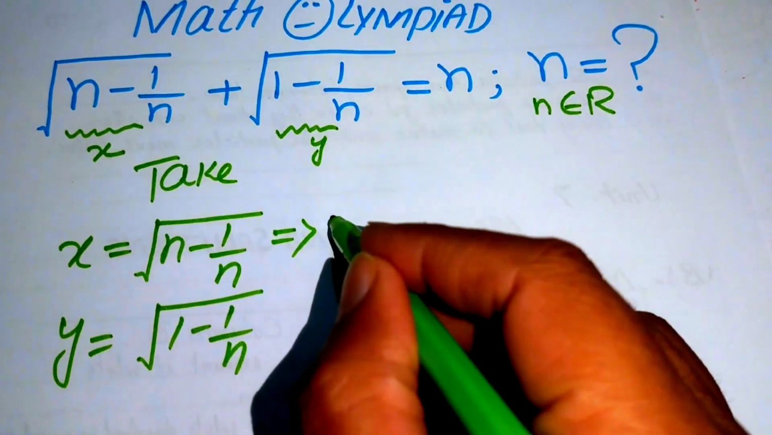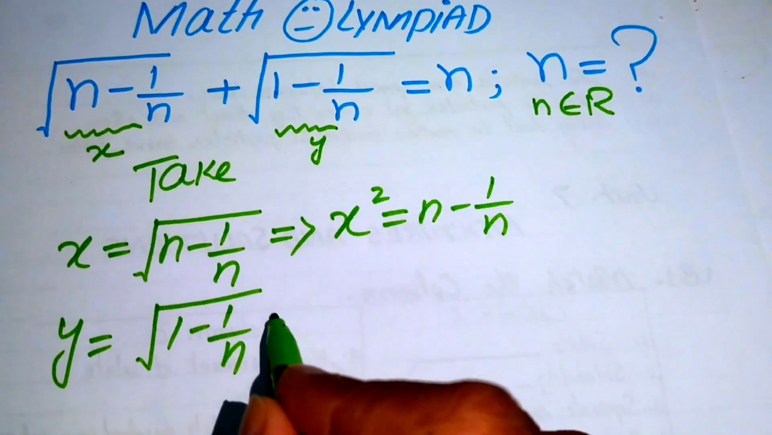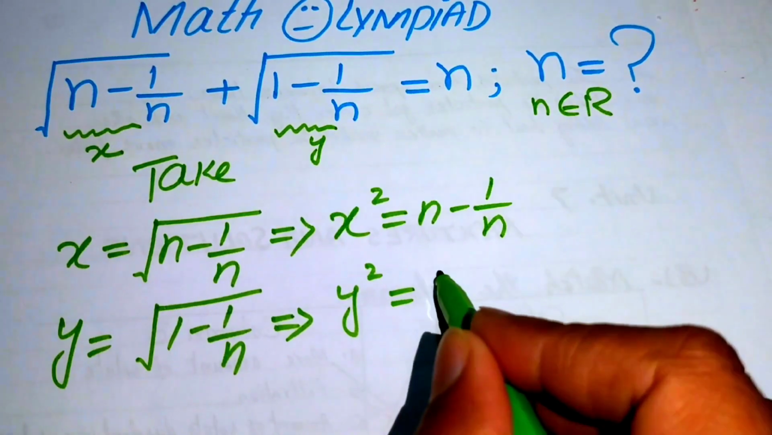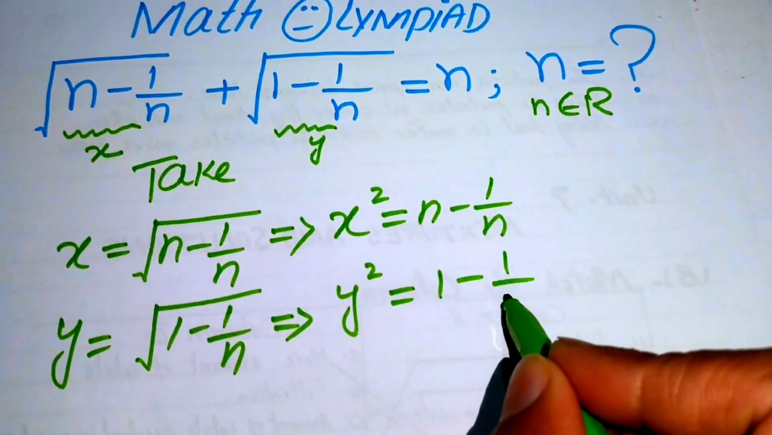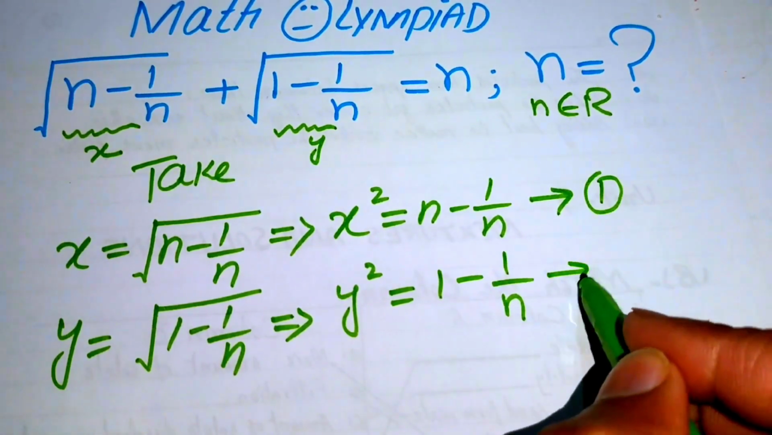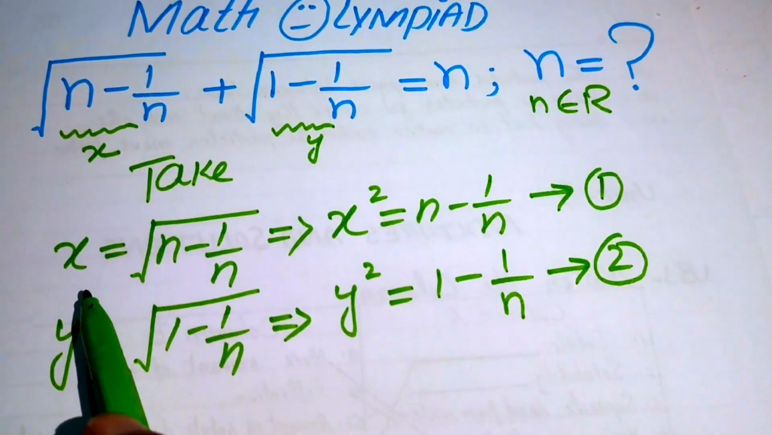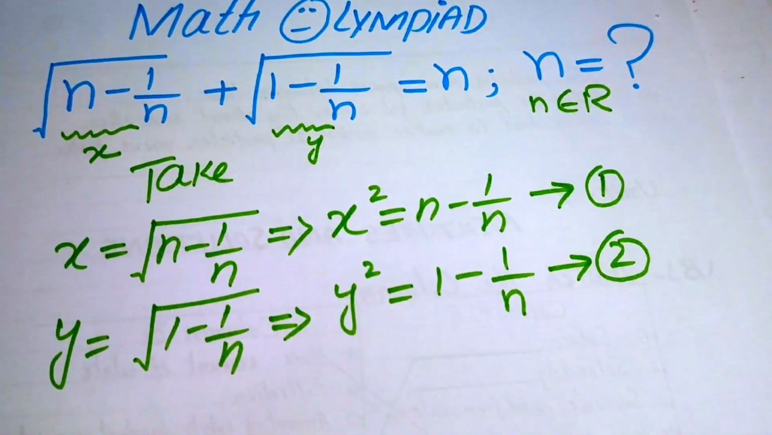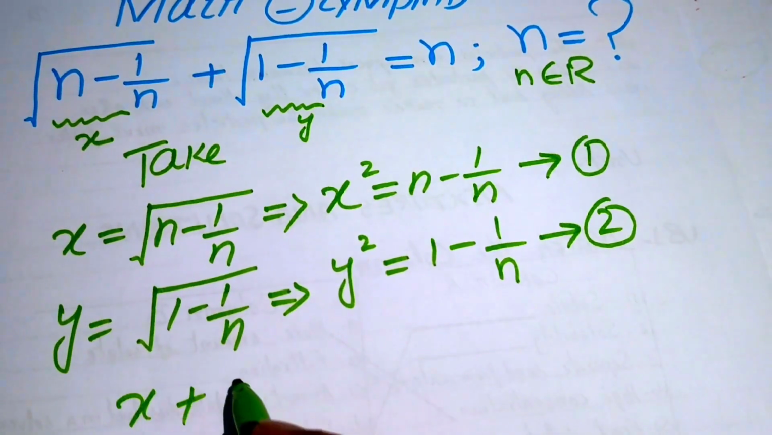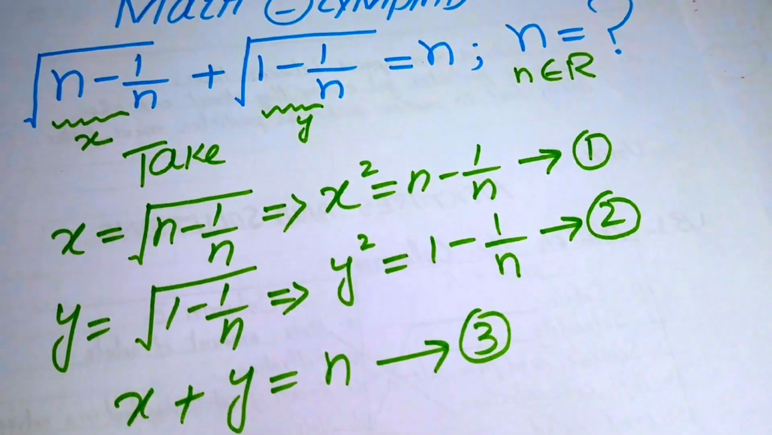Then it becomes x square equals n minus 1 over n, and when we take the square on this, we get y square equals 1 minus 1 over n. Here we call this equation number 1 and this equation number 2. And when we put the values of x and y in the given equation, our given equation becomes x plus y equals n, and we call this equation number 3.